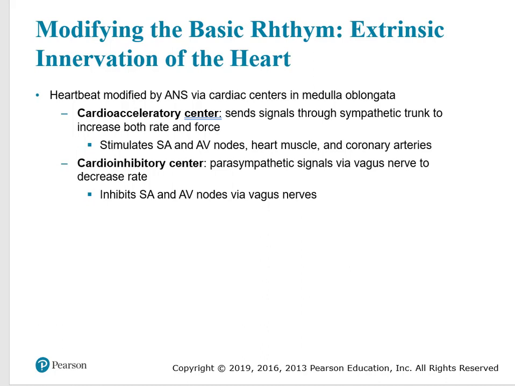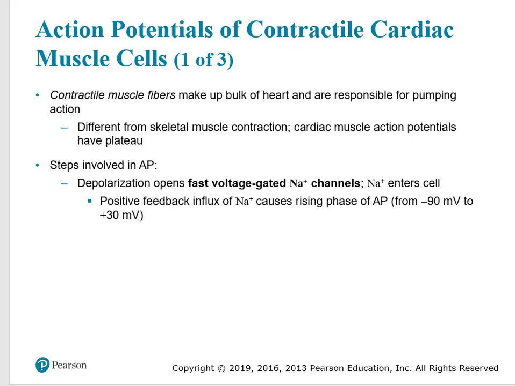You have two centers, the cardioacceleratory center and the cardioinhibitory center. The cardioacceleratory center is controlled by your sympathetic division. The cardioinhibitory center works through your vagus nerve, that's your parasympathetic division. The acceleratory center goes to your SA node, AV node, and the muscles and the coronary arteries to increase the oxygenation of the muscles. The inhibitory center just goes to your SA node and AV node to reduce the heartbeats.